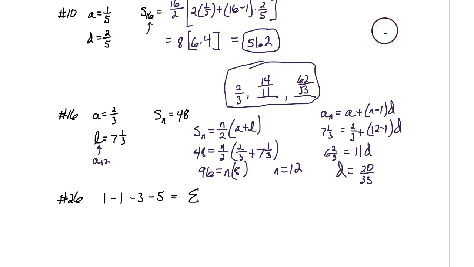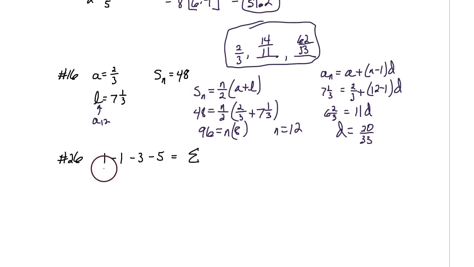Then number 26. Write this series with 4 terms using the sigma notation. Choose some variable as your index. It's common to use i or n or k or some letter like that. I'm going to choose n and count from 1 to 4 because there are 4 terms.